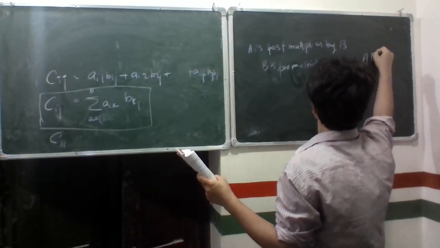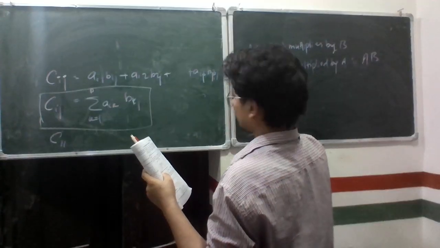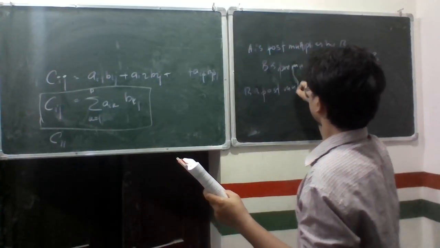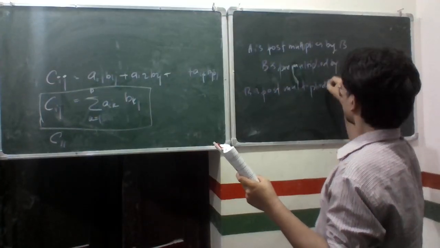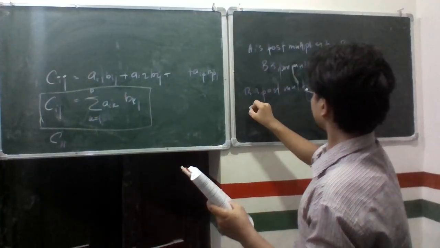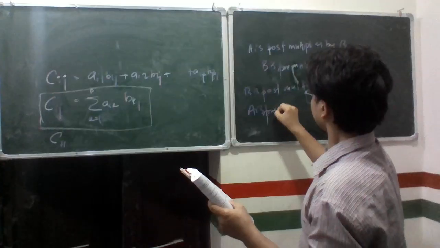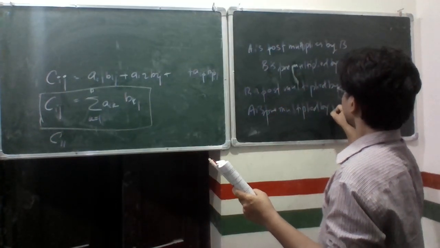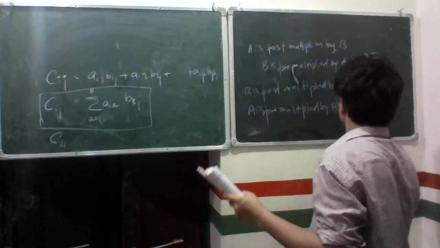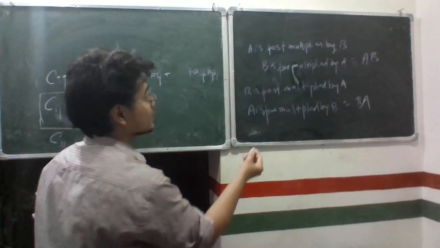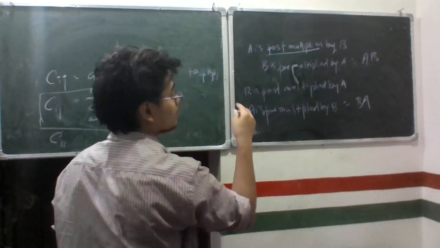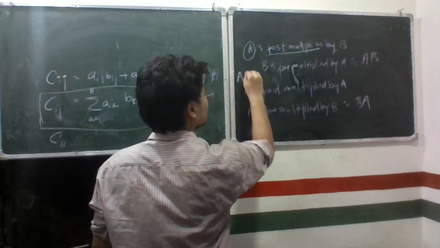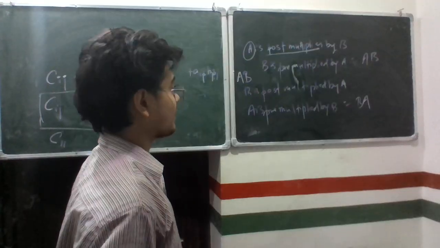This means AB. And if we say B is post-multiplied by A, or A is pre-multiplied by B, that means BA. That means if we see this, B post-multiplies, A is already there and B post-multiplies it from the right hand side.